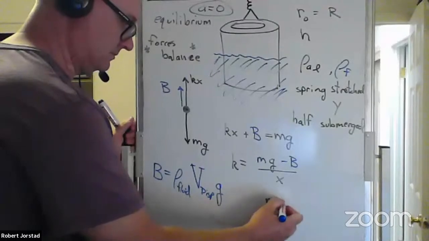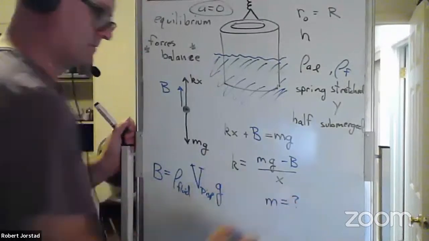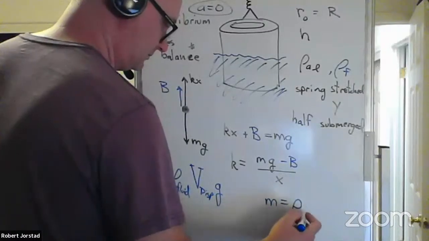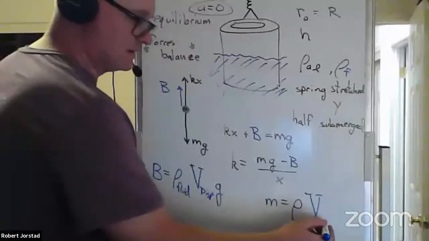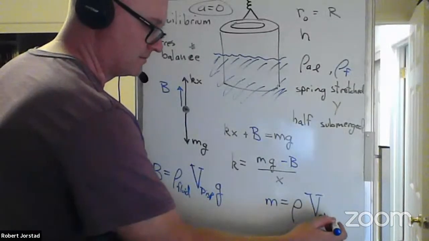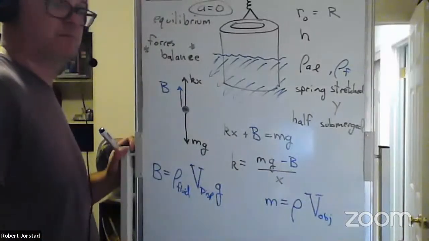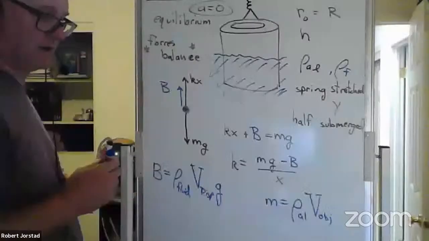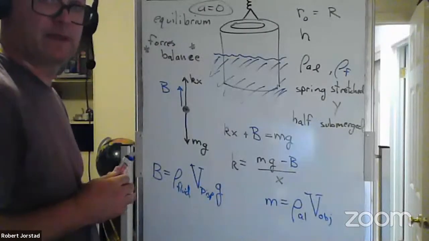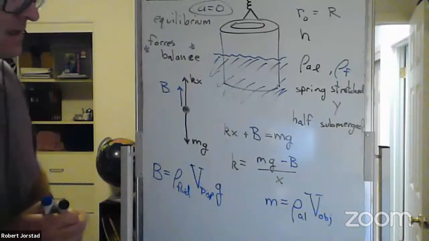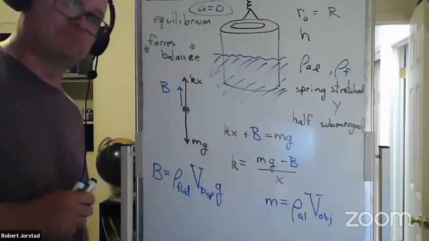How do I get the mass of this object? Density times the area. Density times what? The area? No, the volume. The volume of the object. What density should I use? Aluminum. I probably should have written that in black, but I didn't. Now, what's the volume of the object?